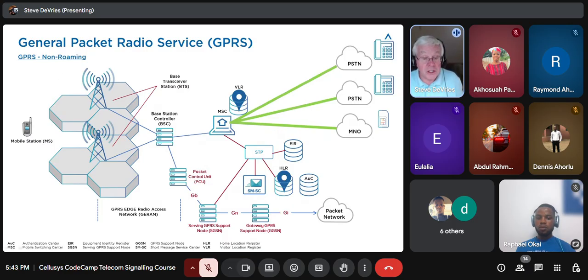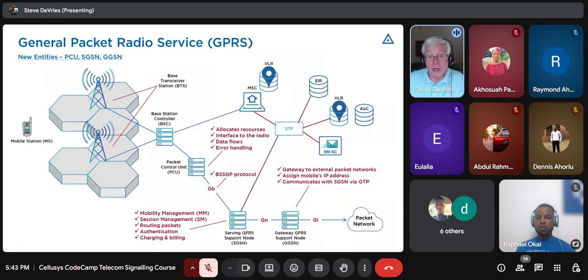So it introduced this SGSN, Serving GPRS Support Node, and Gateway GPRS Support Node, and this interface from this packet control unit. Now the radio looks a little bit more, there's a little bit more to it. You have a base station controller, which is controlling your voice. You have a packet control unit, which is controlling the data side of this. So GPRS, and this is just, again, a little bit of what each one of these units did.